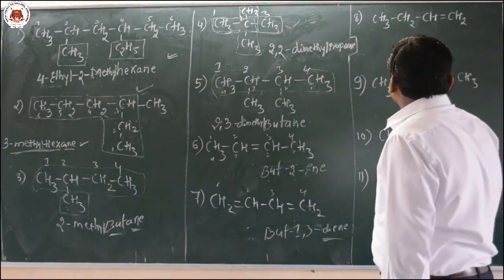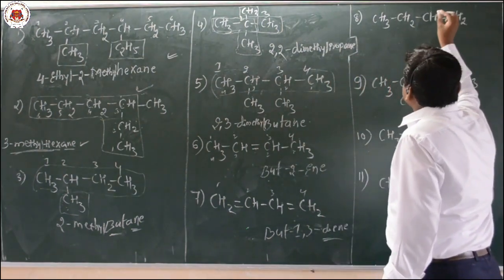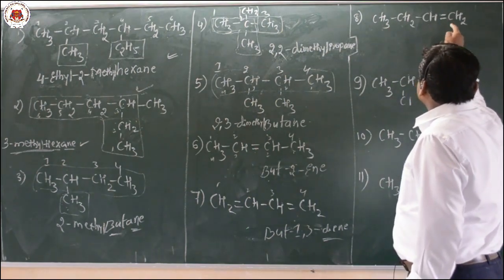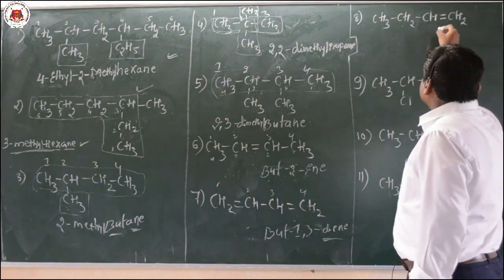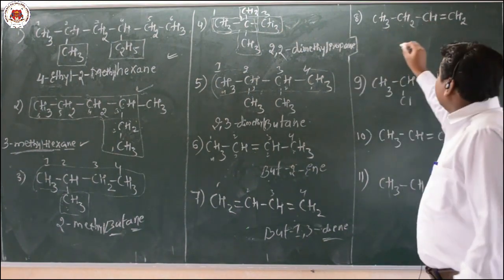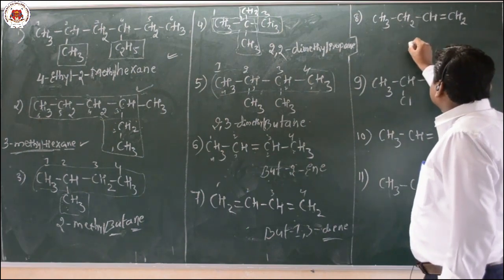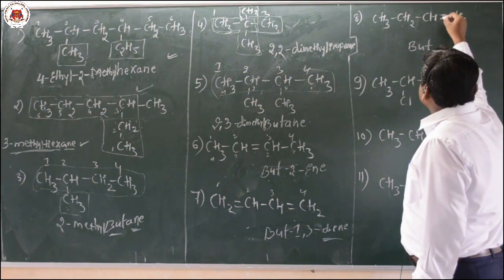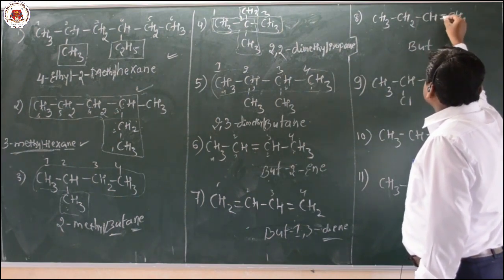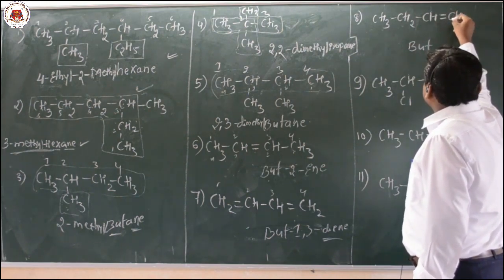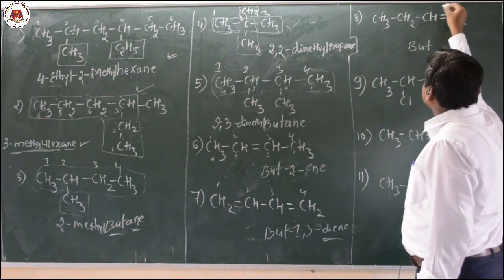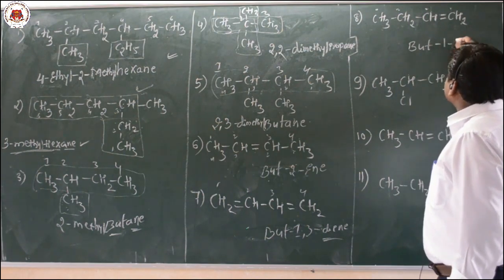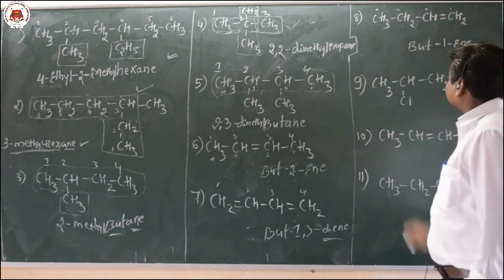The next compound is the 8th one, CH3 CH2 CH double bond CH2. Due to the presence of a double bond, the suffix is ene. First you write the root word, that is but, and the numbering starts from this side, because the double bond carbon should get the lowest number. Hence 1, 2, 3, 4, but-1-ene. This is the name of this compound.